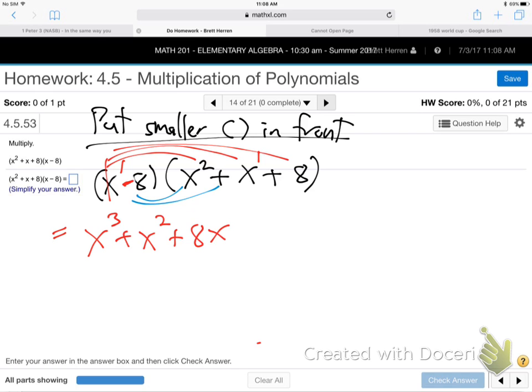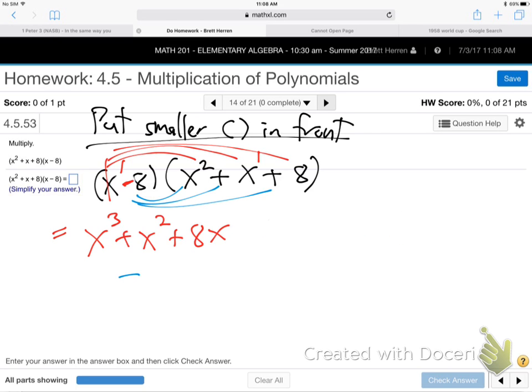And then the minus 8 goes to all 3. Minus 8x squared minus 8x minus 64. Good so far. You know what might help is to line them up vertically. You don't have to at all, but I've found some students like it better, a little easier to see things.